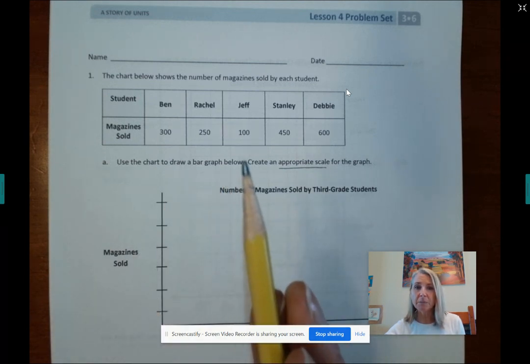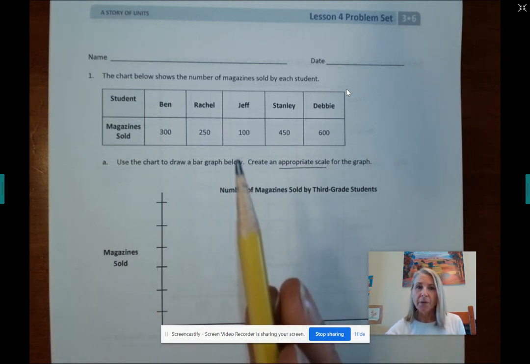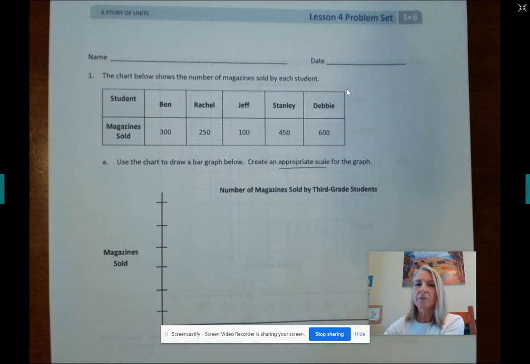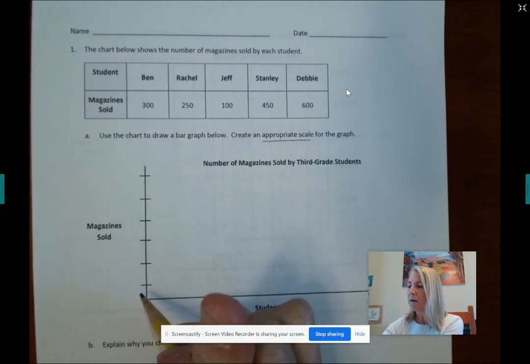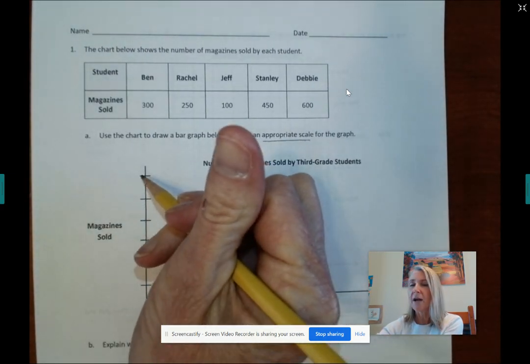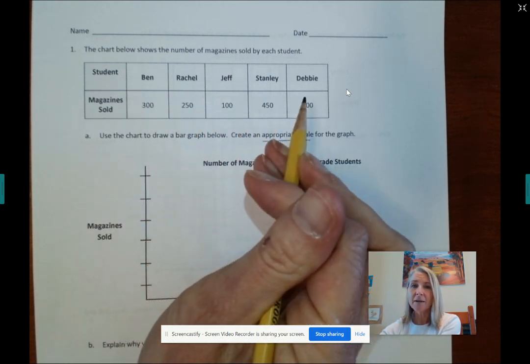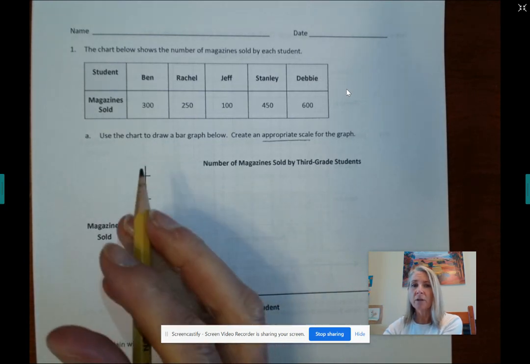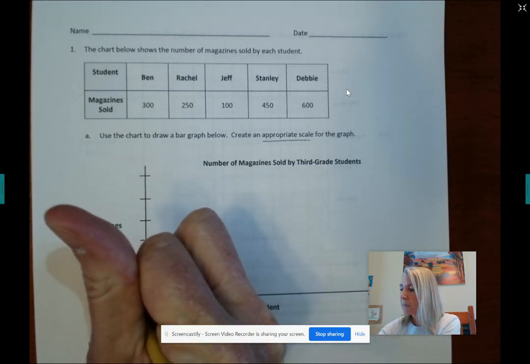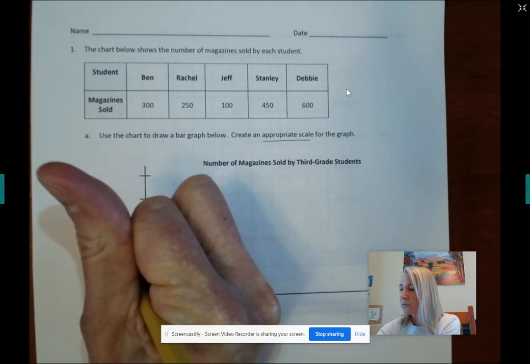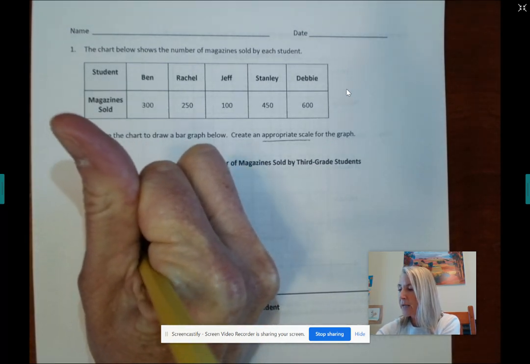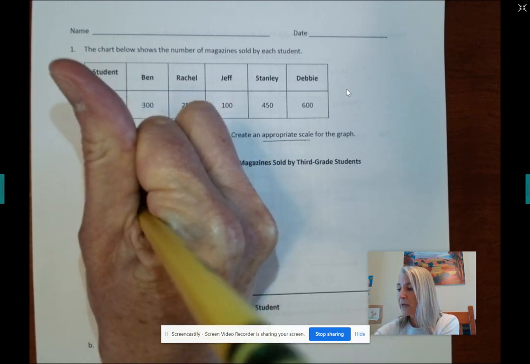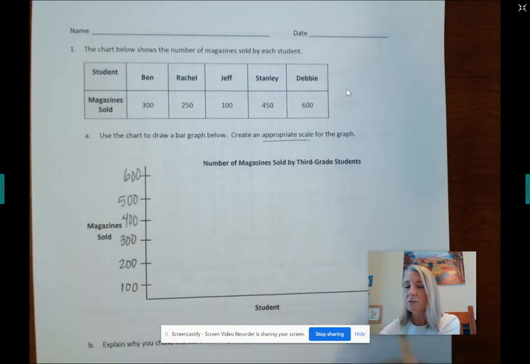Now, all of these numbers are in the hundreds. So I'm thinking I probably should start there. And if I look at the number of tick marks that they've provided, I have 1, 2, 3, 4, 5, 6. And my highest number of magazines sold is 600. So it makes sense to go ahead and label each of these tick marks in intervals of 100, right? And I want the 600 to be up at the top because that's the greatest amount of magazines sold.